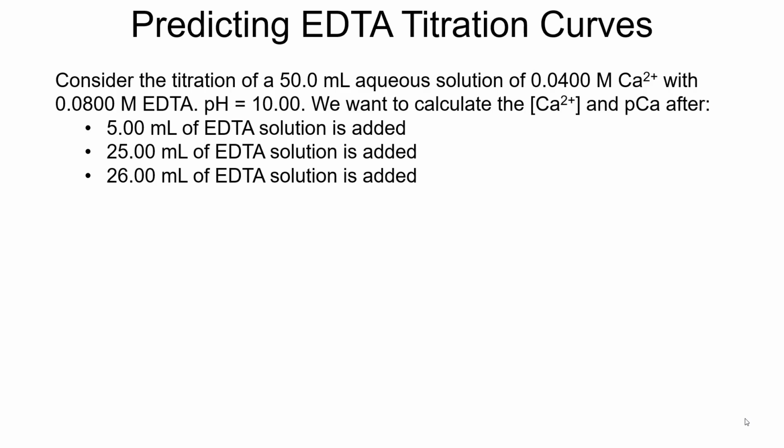There would be no way to model the EDTA titration curve without knowing the concentration of the analyte. So unlike a typical EDTA titration that you would perform in the laboratory, in this case we start out knowing the concentration of our analyte. It is a 0.04 molar calcium ion solution. Total volume is 50 milliliters. During the course of our experiment, we titrate it with 0.08 molar EDTA, and we will have buffered it with ammonia to a pH of 10.